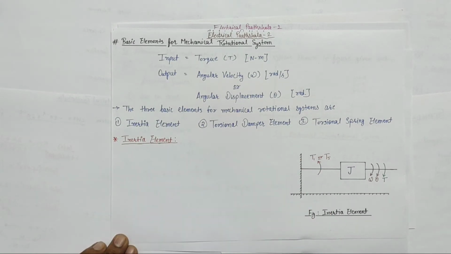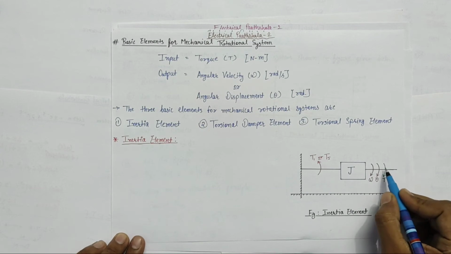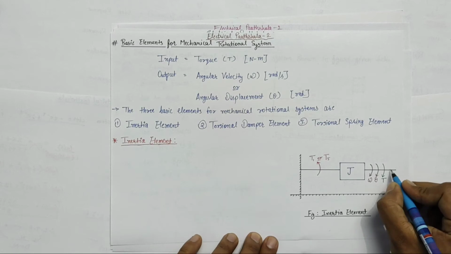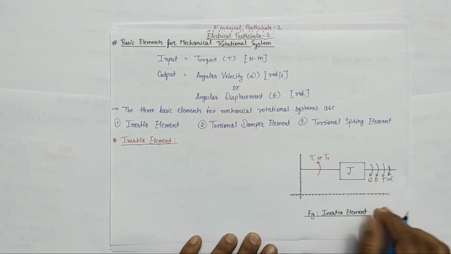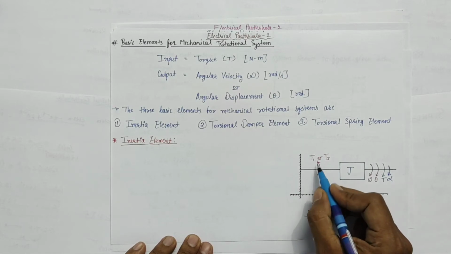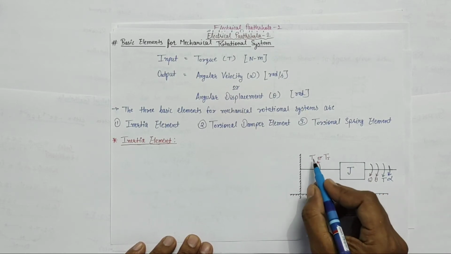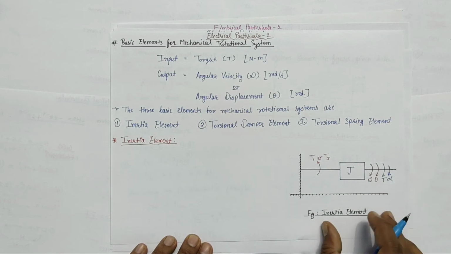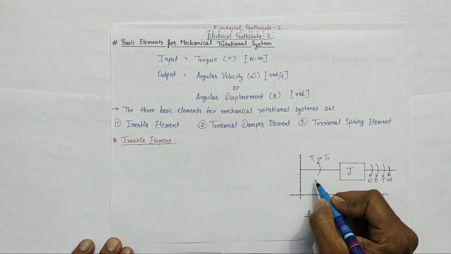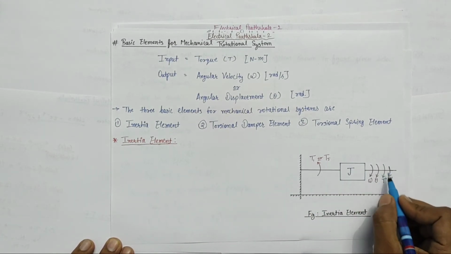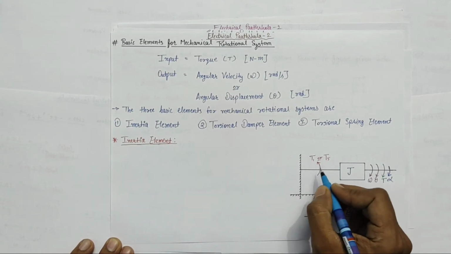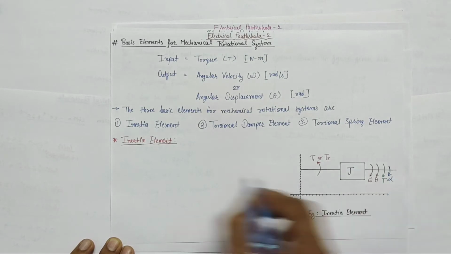So first of all, we will talk about the inertia element. So what happens when an external torque T is applied on a body having moment of inertia J, then it produces an angular acceleration alpha. Now due to the inertia of this body, there will always be a resisting torque T1 or Tj which will act in the opposite direction of the externally applied torque. Now here we are assuming that the other two elements are negligible, therefore this resisting torque T1 will be equal to the externally applied torque T.